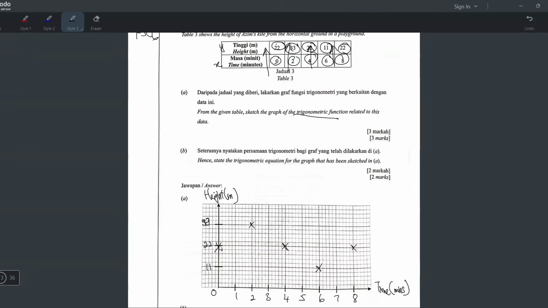Okay, now I have to join it, but cannot use ruler. This is a sine graph, so it needs to be the curve shape. So I have to use freehand. So it's gonna look something like that.